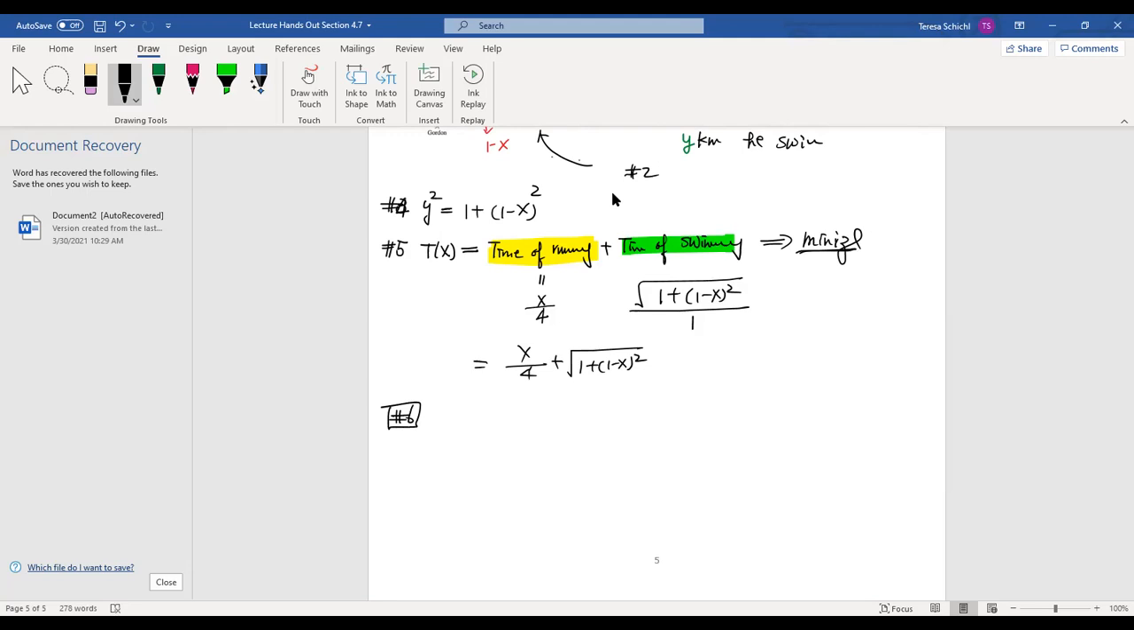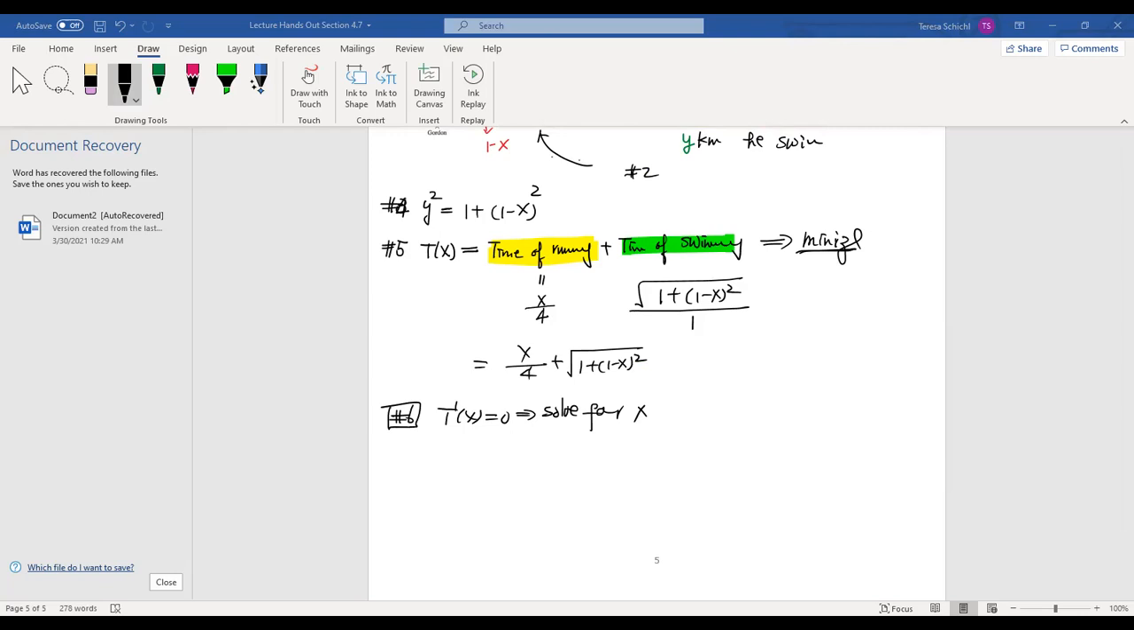So of course, for number 6 we say you can take T prime of x, set it equal to 0, and then solve for x. But this one is not easy to solve. So that's why we will use the graphing calculator to help you see how to solve this one.